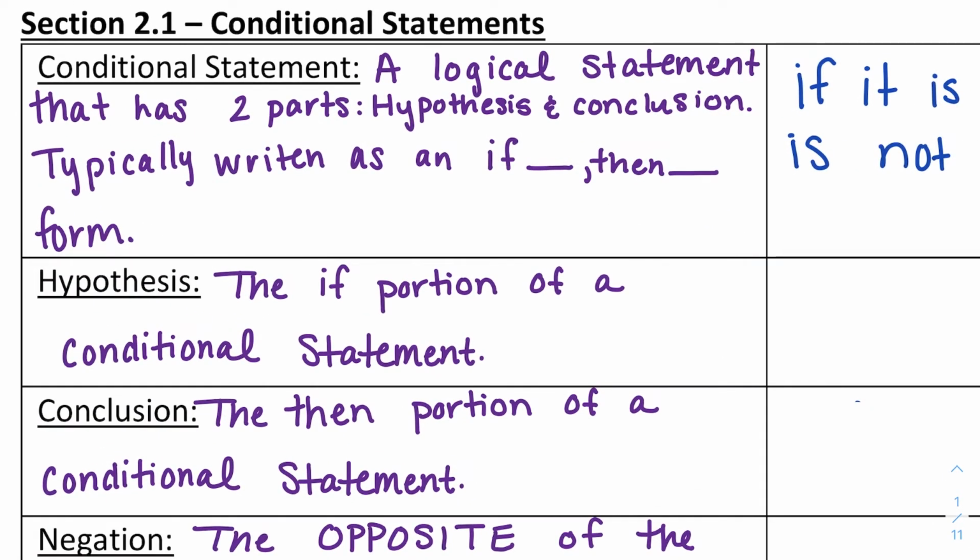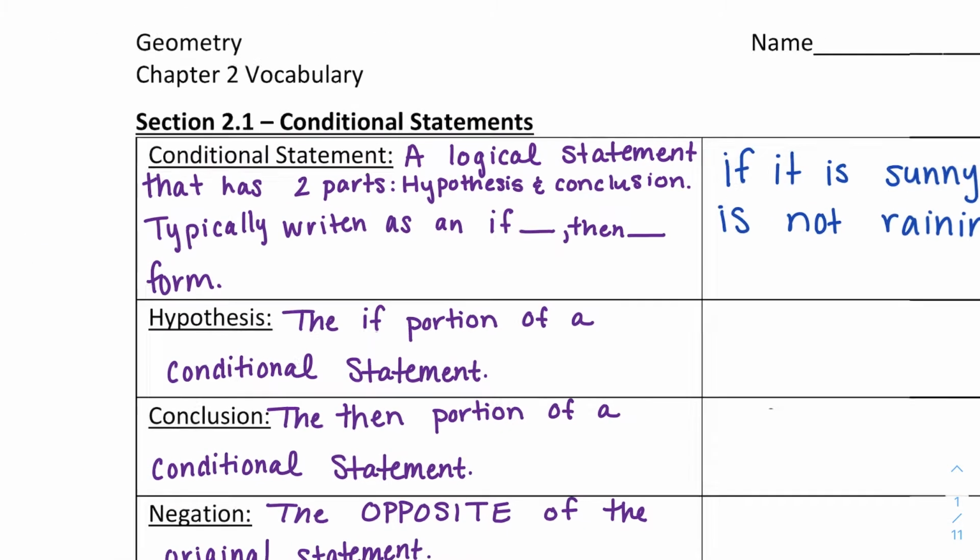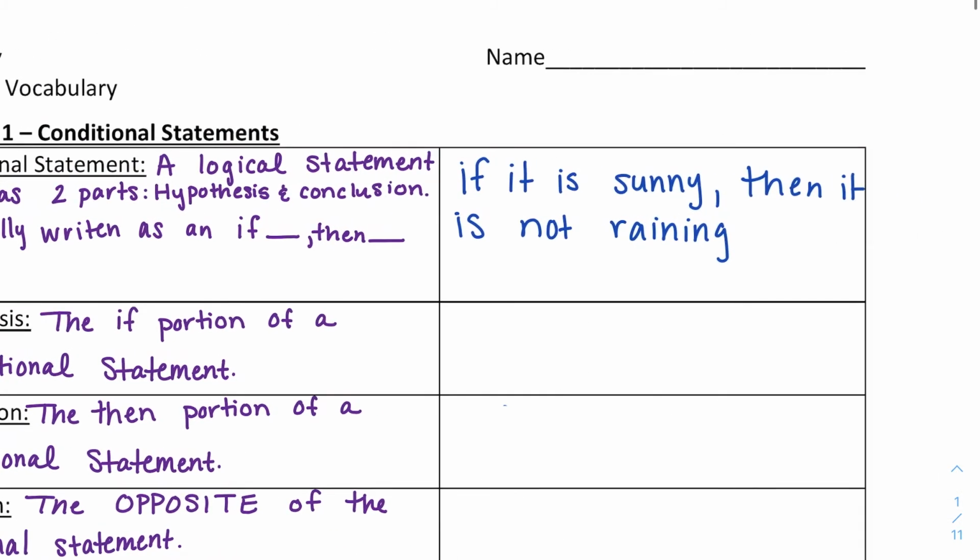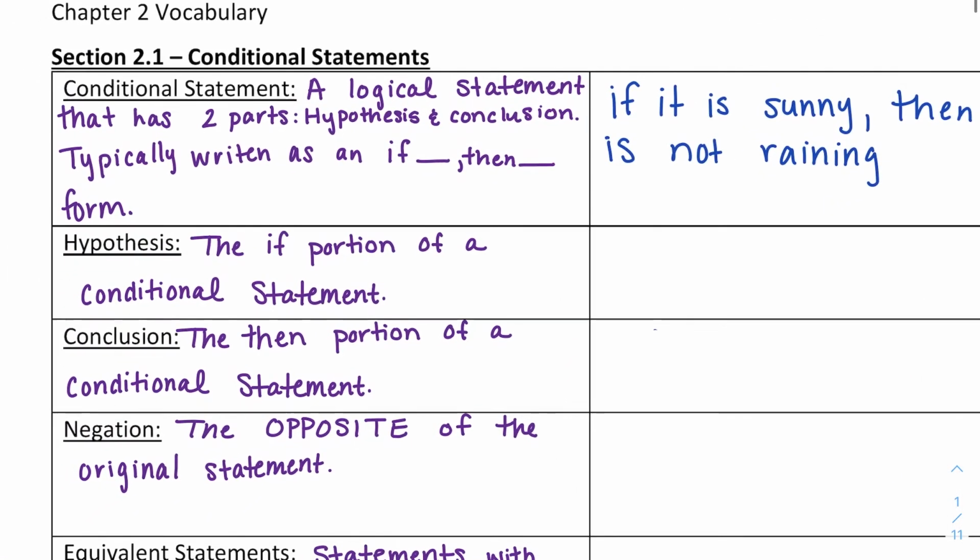A conditional statement is a logical statement that has two parts, the hypothesis and the conclusion. Typically we're going to write these conditional statements in an if blank, then blank form. An example of that would be: if it is sunny, then it is not raining. So that is a conditional statement. It is an if blank, then blank form.